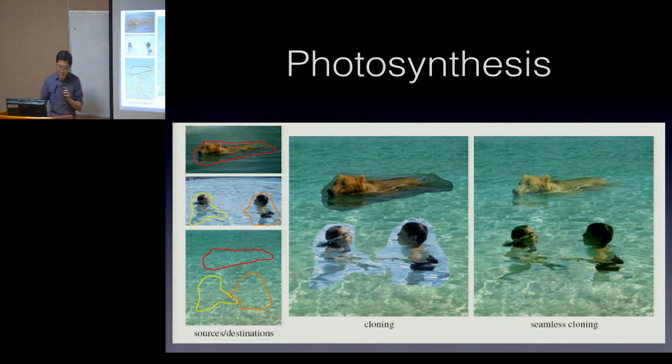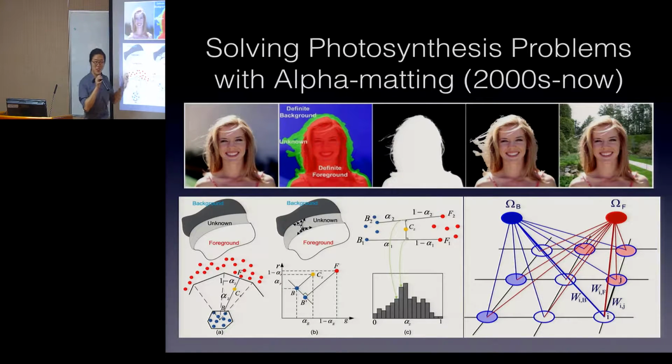Photosynthesis. This is also a problem that fascinated me a lot, and I also spent quite a good amount of time on it. Even for something as simple as this, you crop out one thing, crop out two things, and put them together. In order to make it look nice and natural, you have to go through all this, build a complicated graphical model and solve the energy minimization problem.